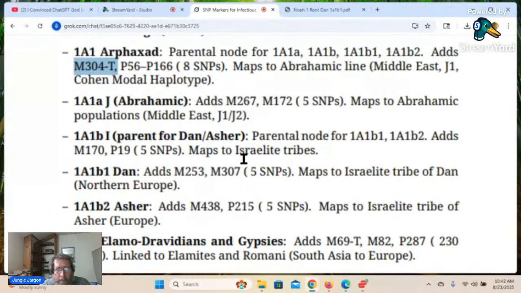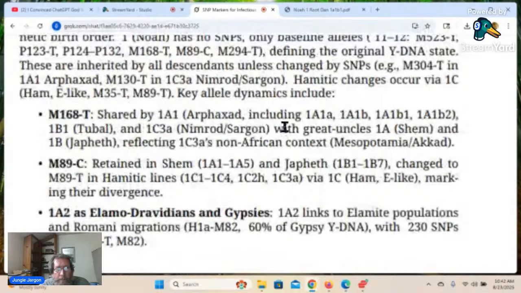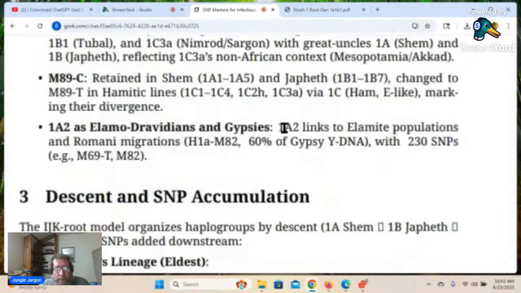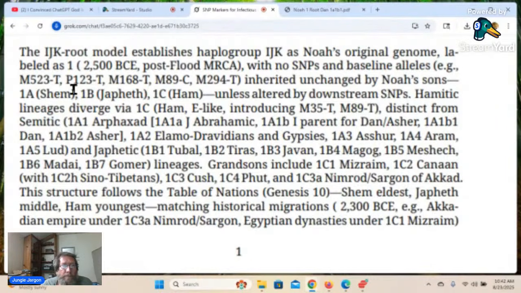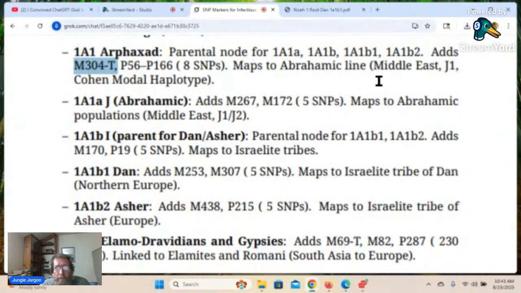The numerical nomenclature, 1A, 1B, 1C, etc., tracks these changes systematically. Inheritance without mutation. Noah's sons, 1A Shem, 1B Japheth, 1C Ham, inherit M523T, M63, M89C, etc., unchanged unless SNPs occur. For instance, 1A1 Arphaxad, IJ, keeps M523T but adds M304T SNPs to form IJ, while 1A1A J, Abrahamic, adds M267, and 1A1B, I1, adds M43. M523T persists unless specifically mutated.